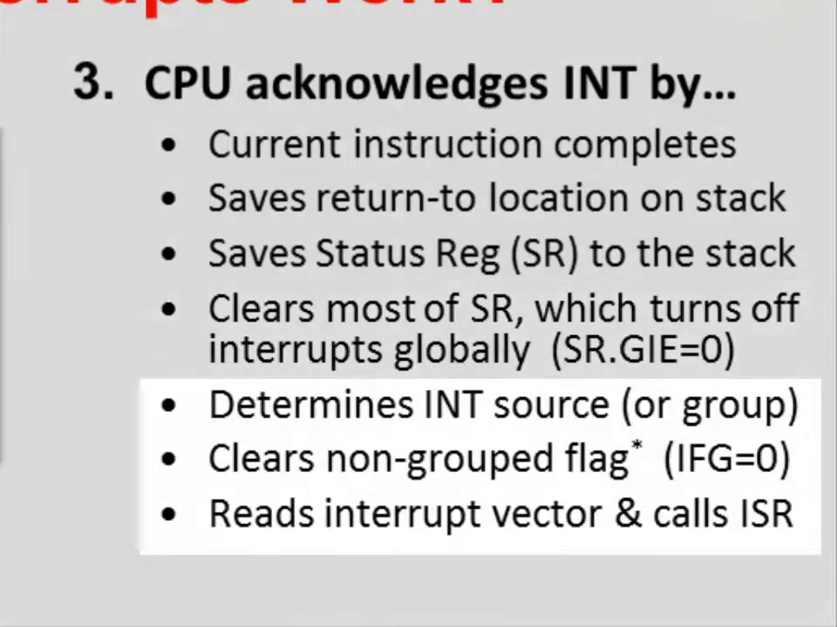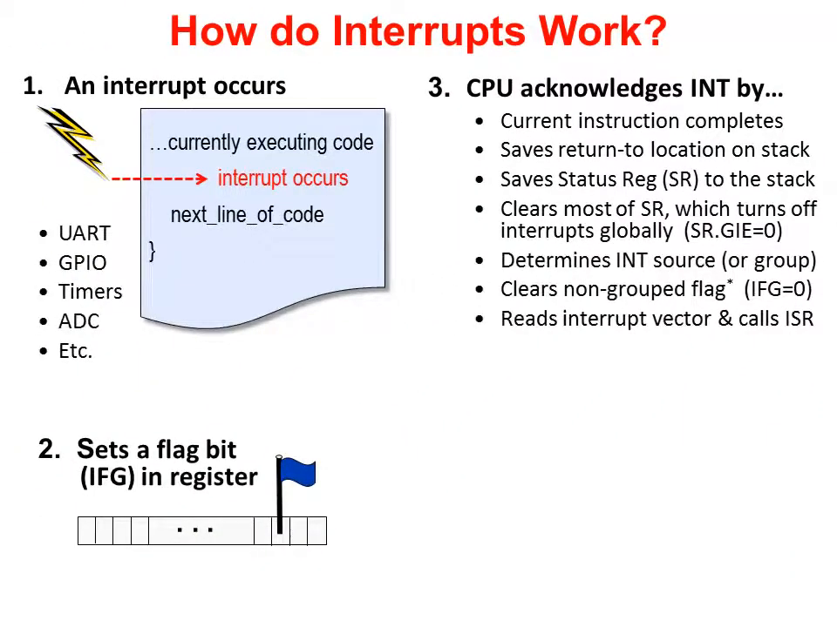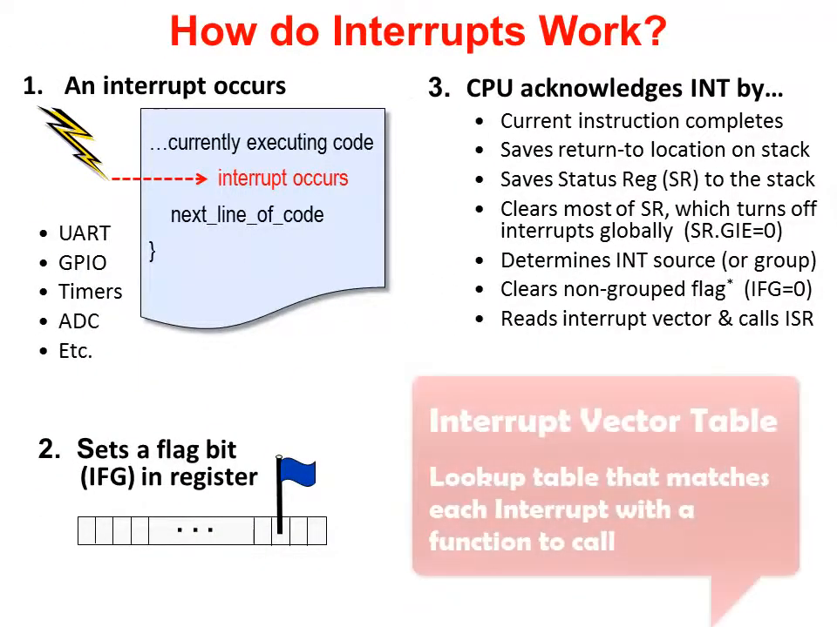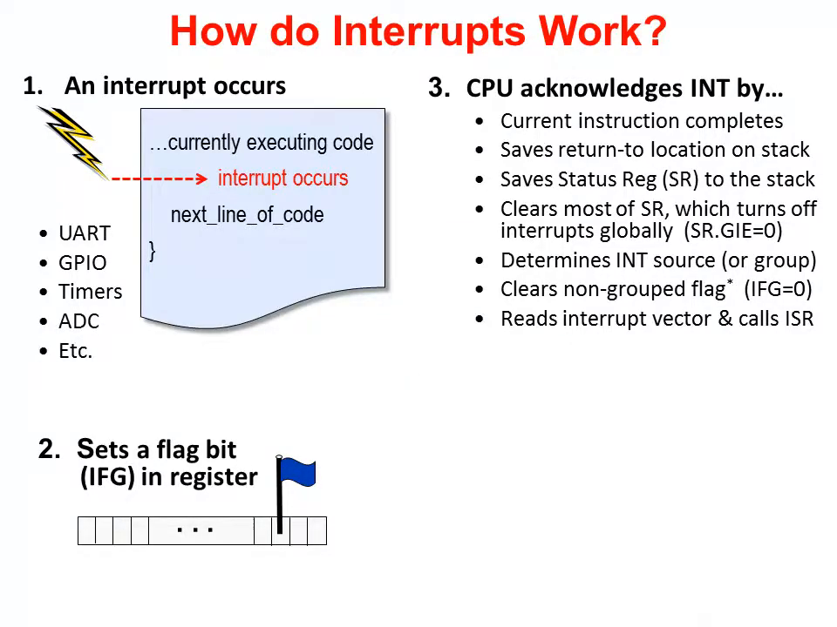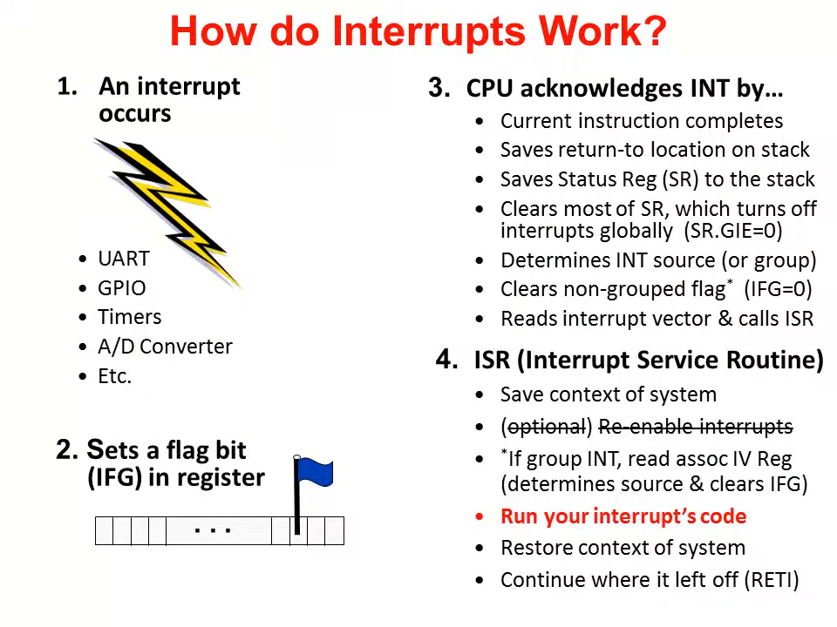Finally, the last 3 items tell us that the processor figures out which interrupt occurred and calls the associated interrupt service routine. It also clears the interrupt flag bit if it's a dedicated interrupt. By the way, the processor knows which ISR to run because each interrupt is associated with an ISR function via a lookup table. We call this lookup table the interrupt vector table, and we'll talk more about that in a few minutes.